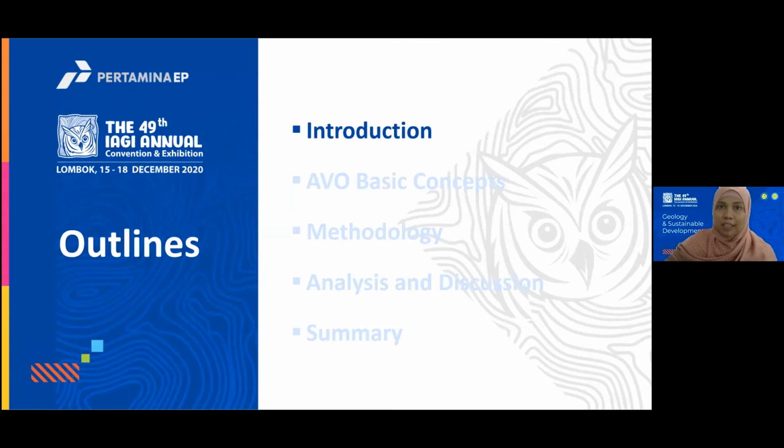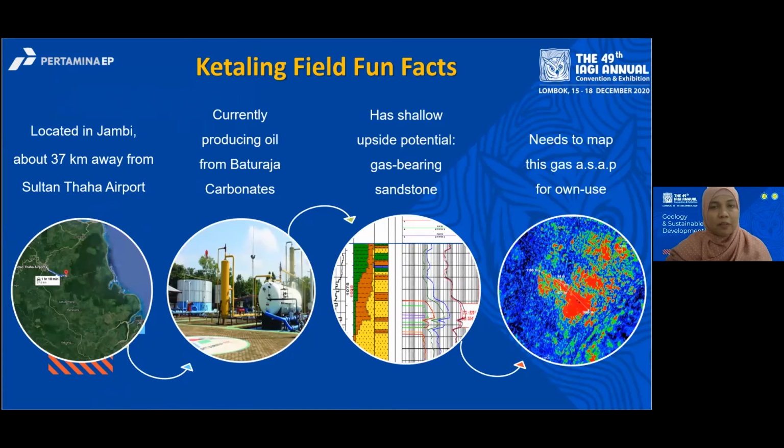For introduction, I would like to give some fun facts of the Ketaling Field. Ketaling Field is located in the Jambi province, about 37 away from Sultan Taha Airport to the east. Ketaling Field is currently producing oil from Batu Raja carbonates. Upon developing this carbonate reservoir, a shallower upside potential was encountered, and it was a gas-bearing sandstone. This gas needs to be mapped as soon as possible to enable near future utilization to power the field.